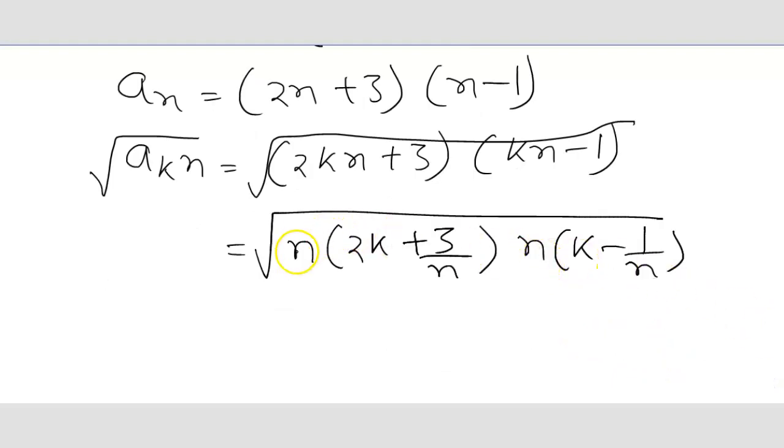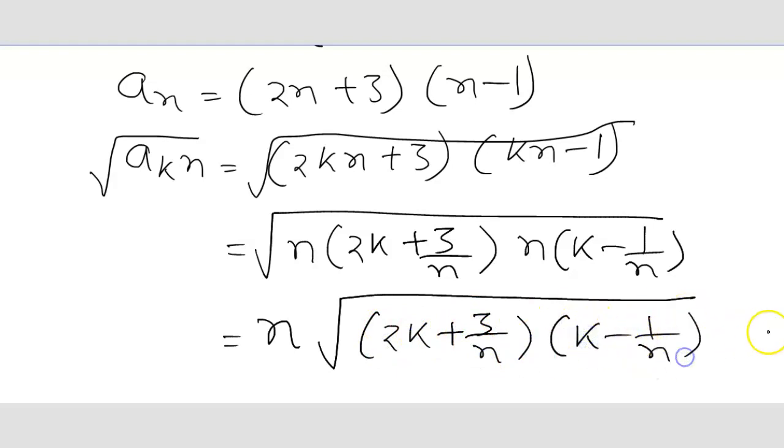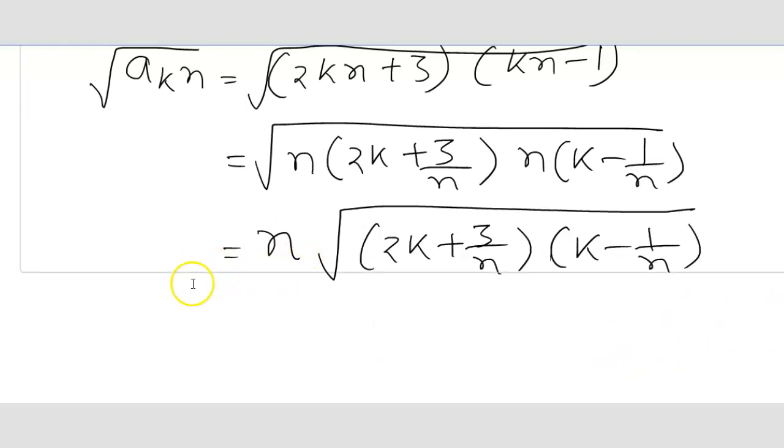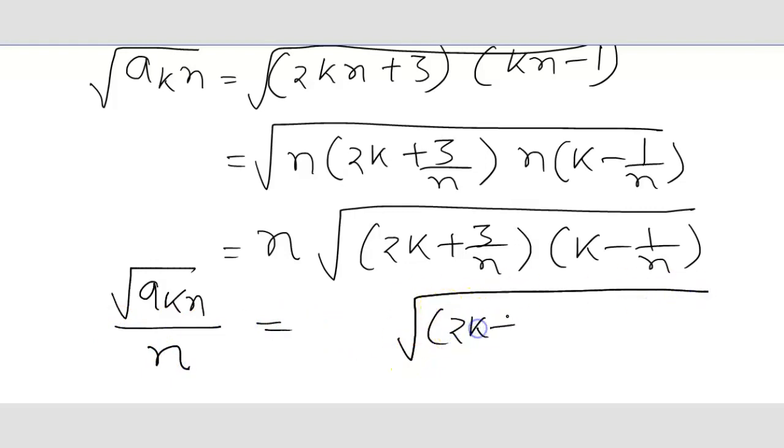So this n and n square, and root under n square is simply n, so this whole thing becomes root of (2k plus 3 by n) into (k minus 1 by n). Now if we make some adjustments, say like this, a_k n by n equals this whole thing, that is root of (2k plus 3 by n) into (k minus 1 by n).